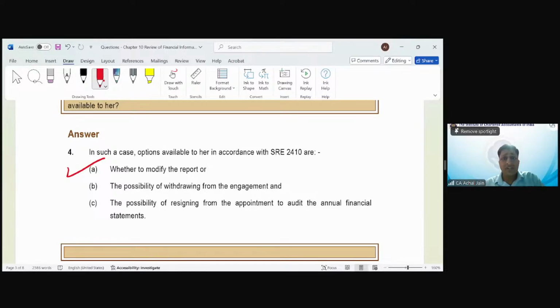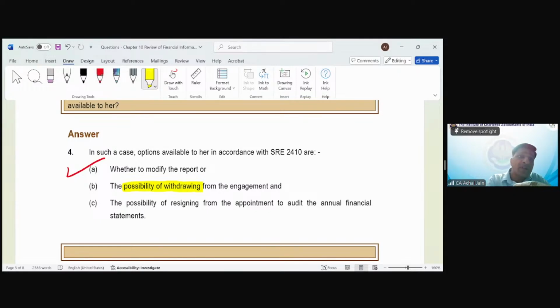Of course, the second option which she needs to evaluate. Please remember, in the exam you need to write this language: she needs to evaluate. That's why they are saying possibility of withdrawal. So you cannot write that she can withdraw, as that would mean it is always an option. If you write that language, it is incorrect. She needs to evaluate whether she can withdraw or not, and whether she wants to withdraw from the engagement by resigning if the possibility is there.